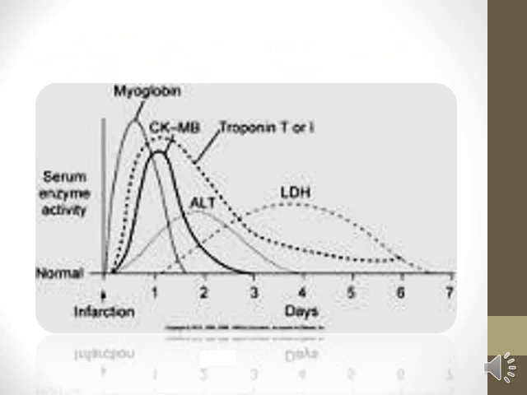The first cardiac marker raised after acute myocardial infarction is myoglobin, followed by troponin T or I, then creatine phosphokinase MB isoenzyme, aspartate transaminase, and lastly lactic dehydrogenase enzyme.